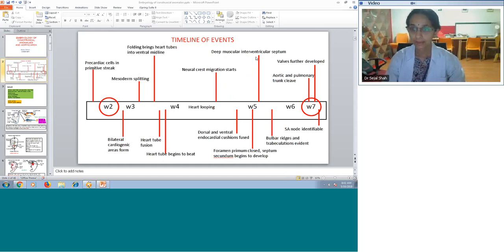septum. And after that, between the 5th week and the 7th week, we have the bulbar ridges and the truncal ridges forming, which forms the conotruncal septum, and after that the aortic arch. So we have the sequence of events from week 2 to week 7. However, most of the conotruncal development happens around week 5 and week 6.